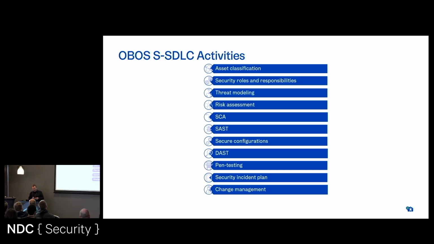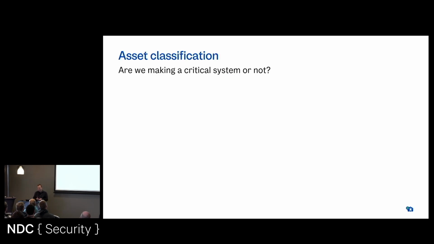These are the activities in this policy. So these are not sequential steps, but activities you can fit into any methodology you use. We'll go through all of them quickly. We start off with asset classification. This is to see if we are working on a critical system or not. And this is important because critical systems have more security requirements in this policy and other policies than non-critical.